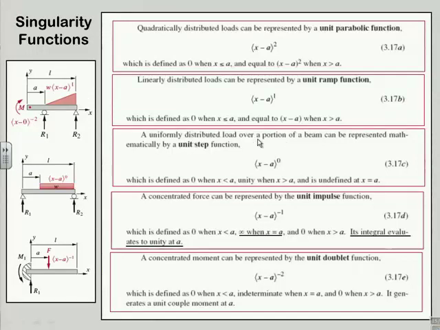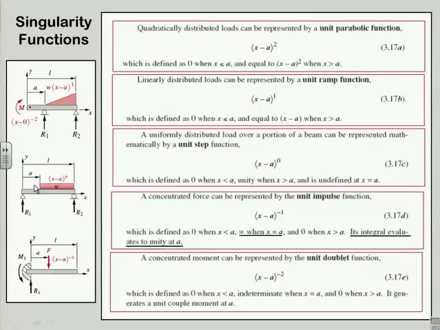Uniformly distributed load can be represented by what's called the unit step function, and that's to the 0th power. Notice that the only thing changing here is the power. This is defined as 0 when x is less than a, and 1 when x is greater than a. And at x equals a, it's undefined.